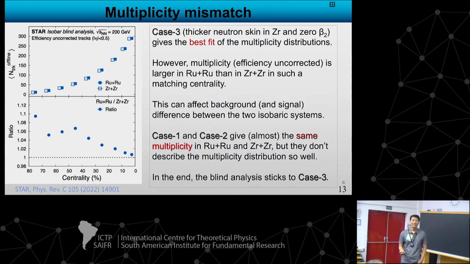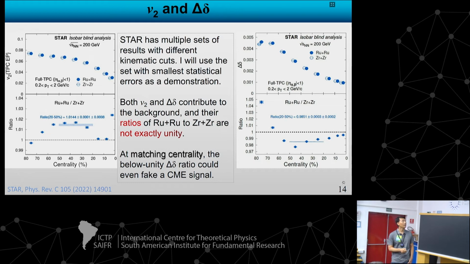However, we found some trouble. With this definition, when we look at the multiplicity as a function of centrality, the 2 isobars are not the same. There is a few % difference between the 2 isobars if we use case 3 for the centrality definition. Actually, if we use case 1 or case 2, this ratio is very close to 1. However, we are doing a blind analysis and we have to follow the procedure, so we have to stick to case 3. And this is the root cause of some trouble I will show.